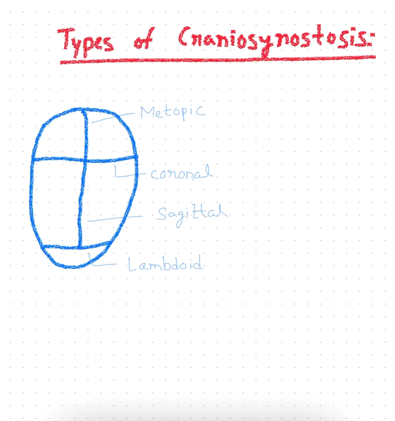Types of craniosynostosis. There are four main cranial sutures, which we already discussed: metopic, coronal, sagittal and lambdoid. So the first type of craniosynostosis is trigonocephaly. When the metopic suture gets prematurely fused, it is known as trigonocephaly. The premature fusion of the coronal suture is known as brachycephaly.